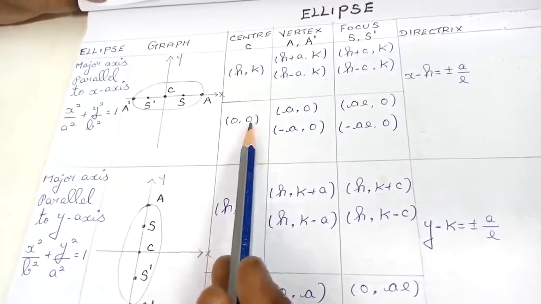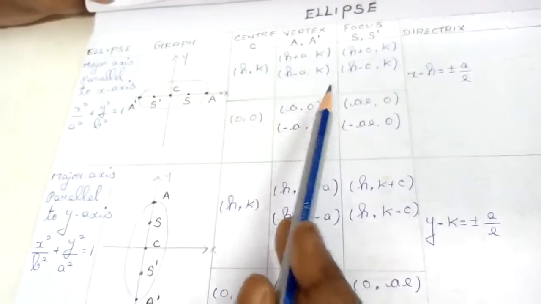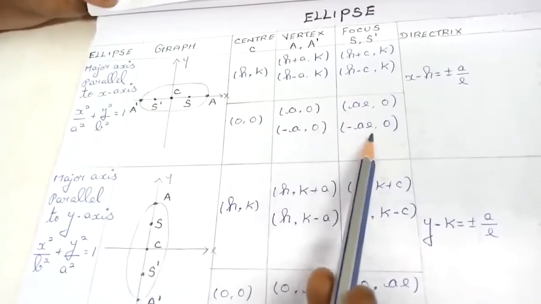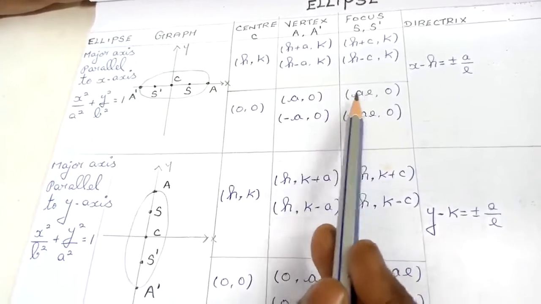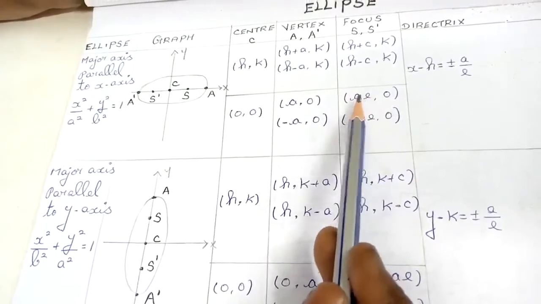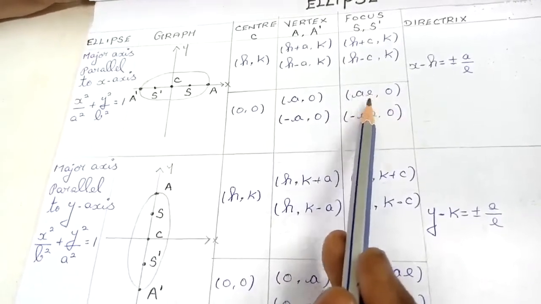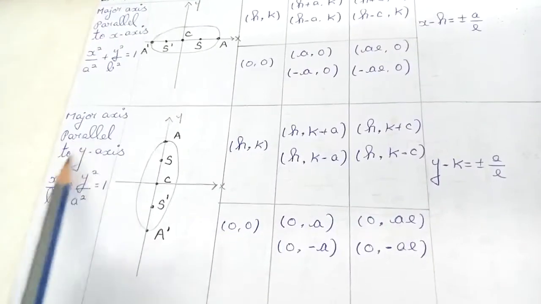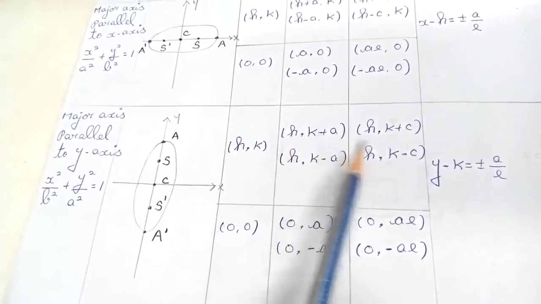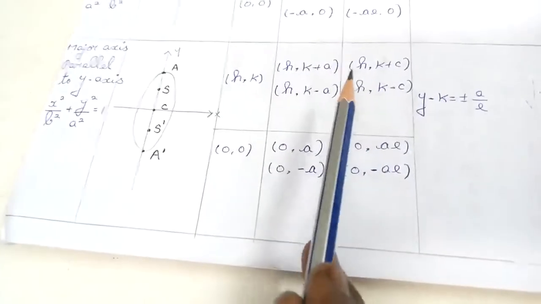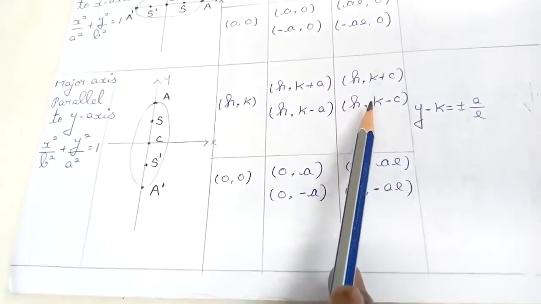Suppose your center is 0 comma 0, then automatically in place of H comma K, if you substitute 0, you will get these types of values. So, instead of C, I have written the value as AE, since we just saw that the value for C is A into E. Similarly, for the next concept, that is parallel to y-axis, the same thing you will have here. For y-axis, in place of y you will put those values k plus A, k plus C. So, those values will be shifted to the y-axis.